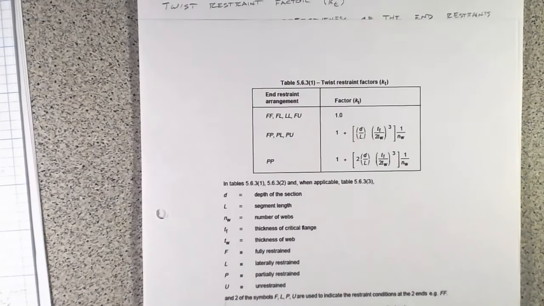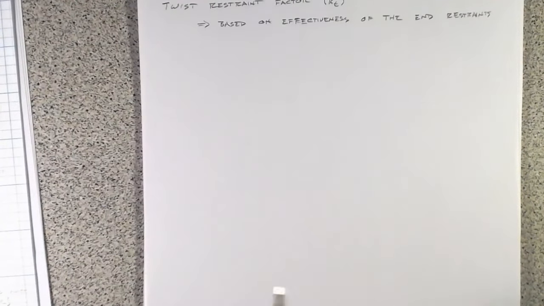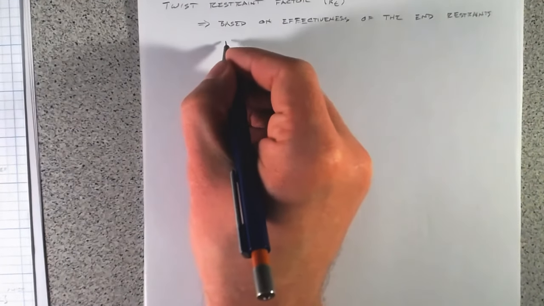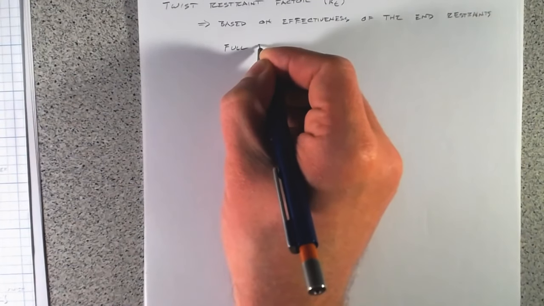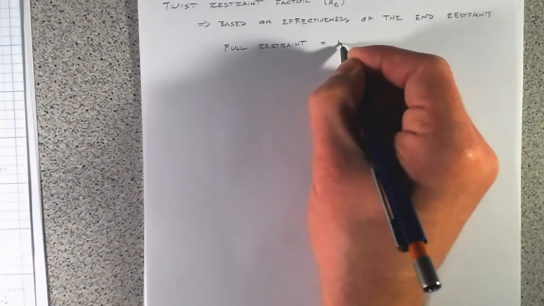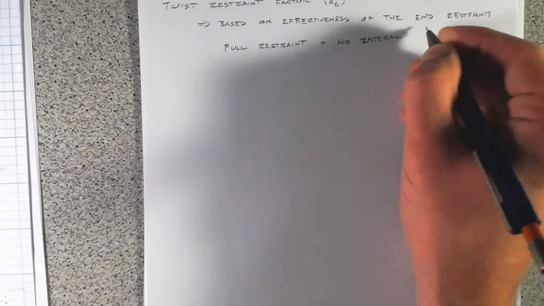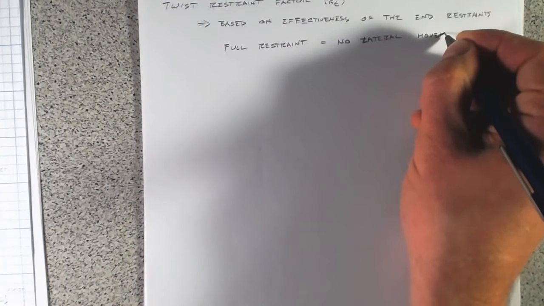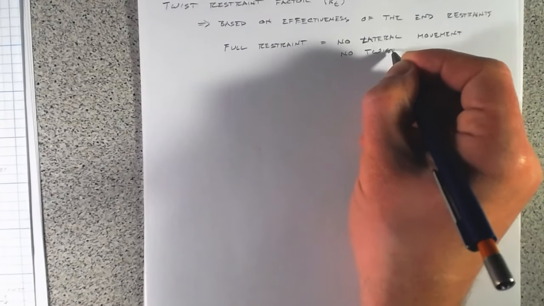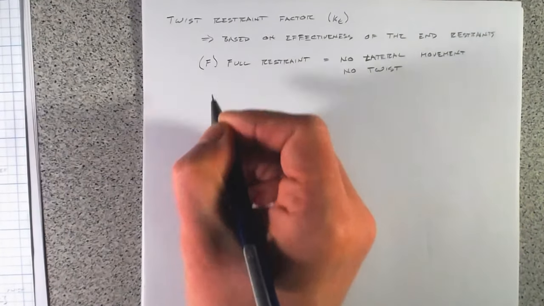So if we have a full restraint, well, that means we're going to have no twist and no lateral movement. So full restraint: no lateral movement. No twist. So this is our F.